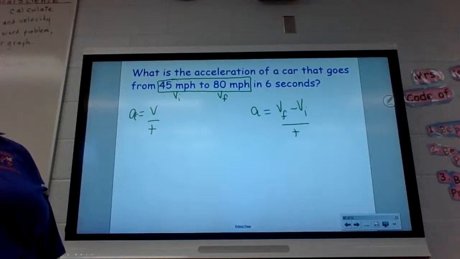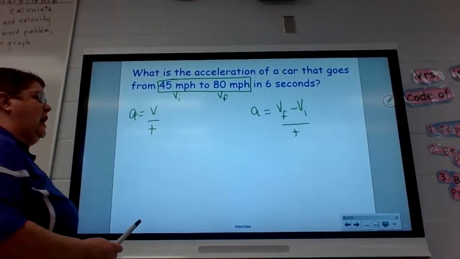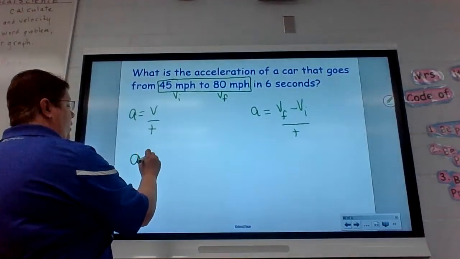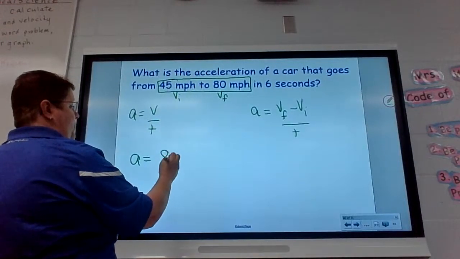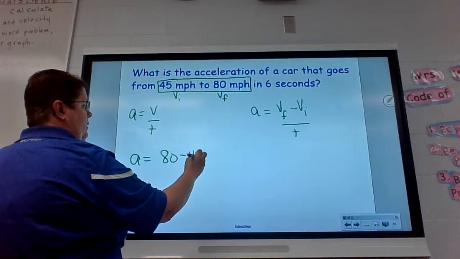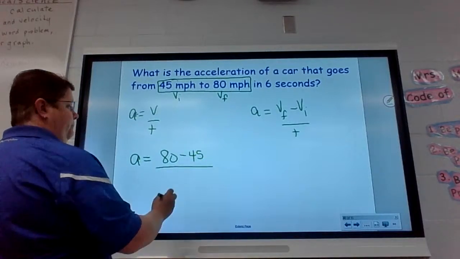Except when we have positive and negative numbers, and I'll tell you how to figure that out very shortly. So this would be a negative or something? This one's going to be a positive because it's speeding up. I'm going to tell you how to figure it out. Okay? So, a equals, subtract your two numbers, 80 minus 45, over what's your time?